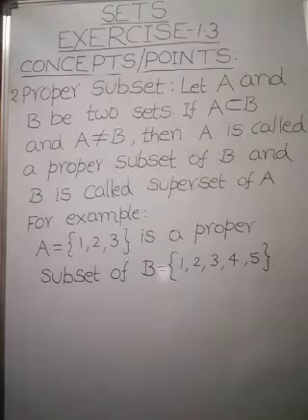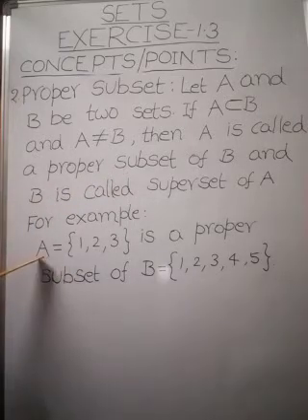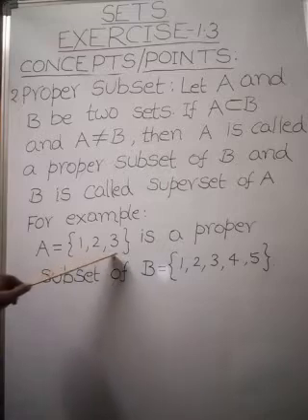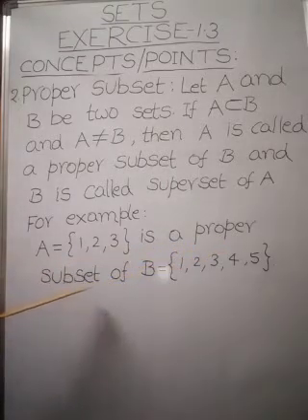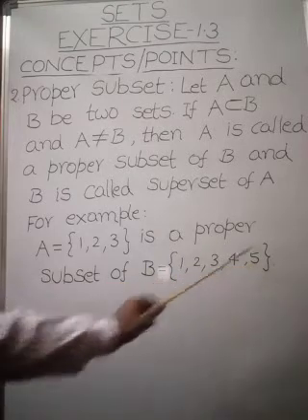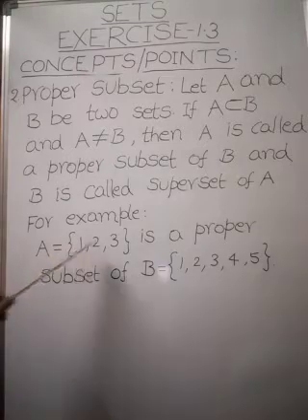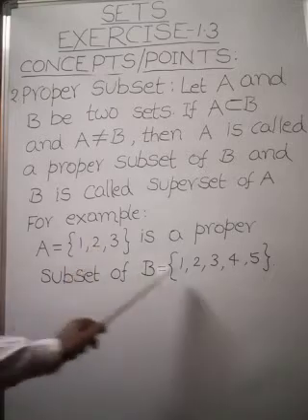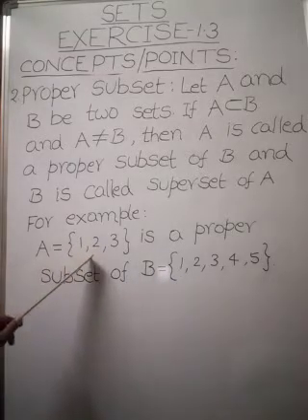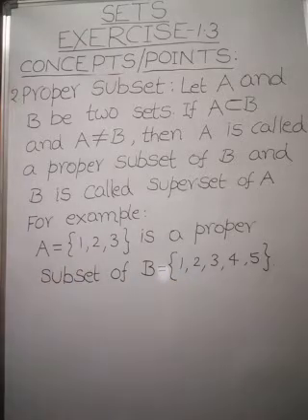For example, to understand this concept, let us take an example. See here, A is equal to {1, 2, 3}, which is a proper subset of set B equal to {1, 2, 3, 4, 5}. If you observe these two sets, every element in the set A is also in the set B, but A is not equal to B. So here A is said to be a proper subset of set B, and here B is called a superset of A.